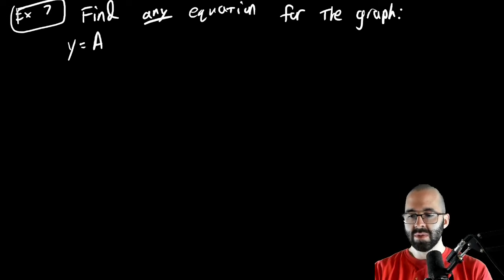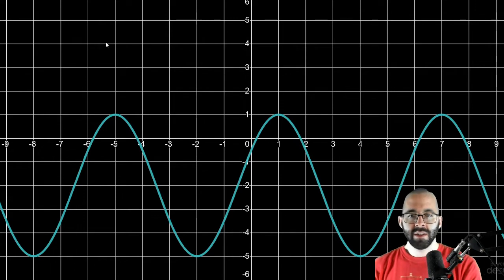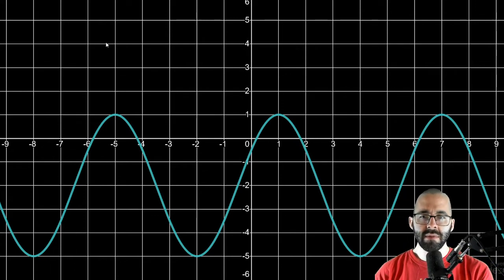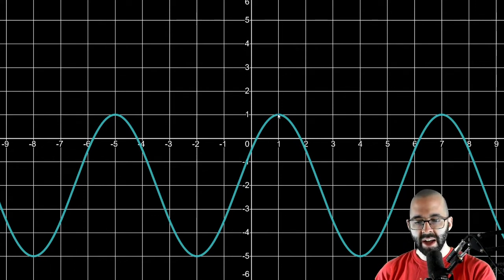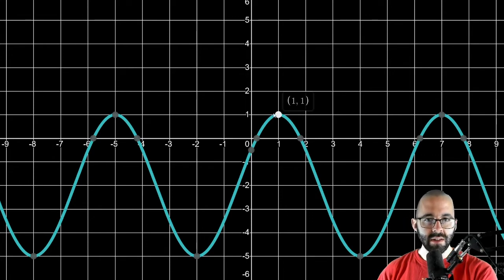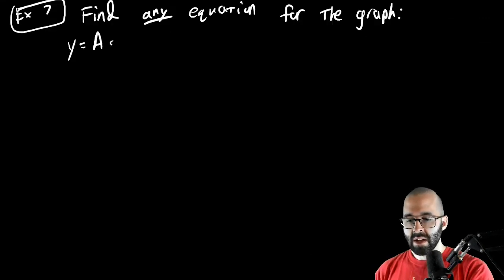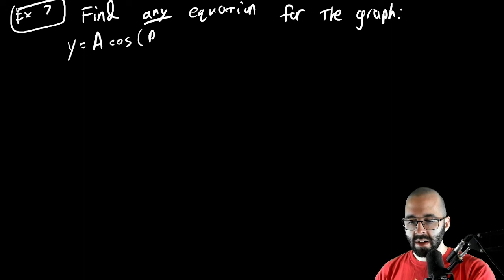A times, I don't know. Do you guys see this more as cosine or sine? Both answers are fine. I see this more as cosine. My eyes gravitate right here. Cosine normally starts at the top, and we're almost starting at the top, but we're shifted 1 unit to the right. So I would choose cosine, but it's up to you. A cosine of bx minus c plus d.